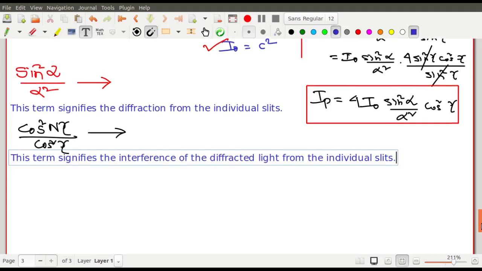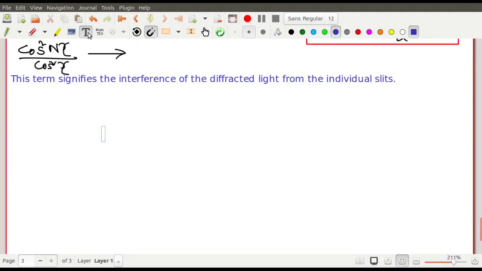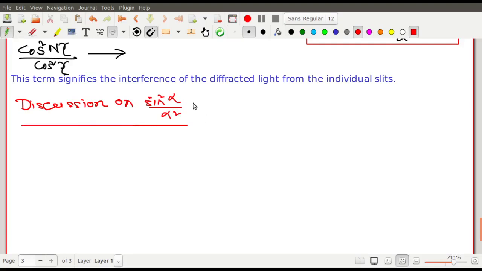Next, I will put up a heading over here: discussion on sin square alpha by alpha square. Because I have two terms, discussion on sin square alpha by alpha square. This is what I am not going to do over here. I have told you how to discuss this, so repeat from double slit.